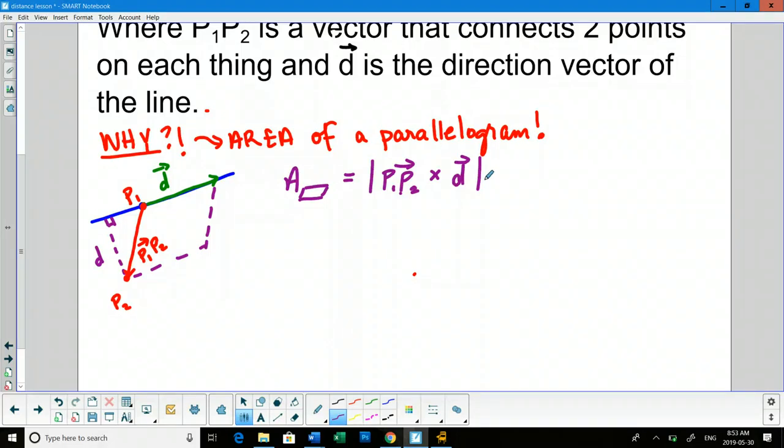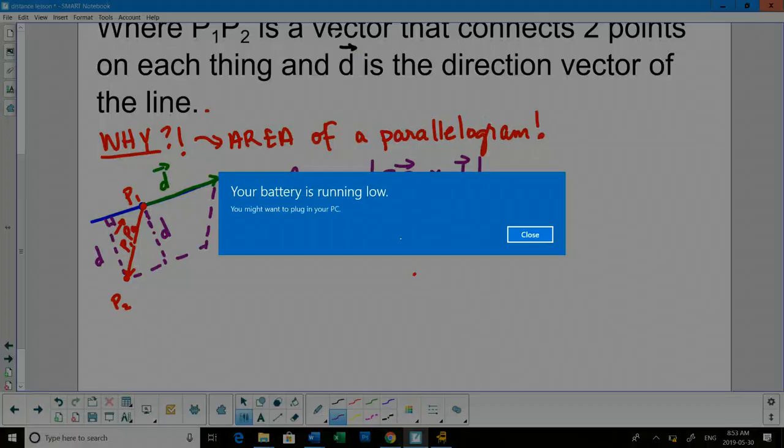Now, we know just from our previous studies that area of a parallelogram can also be expressed by just doing base times height, right? So imagine I slide our distance vector over here, or our distance line over here. I guess it's not really a vector. I'm going to just label this on the other side. Okay, so I just slid our distance vector over here. So another way that I can also express area of a parallelogram is base times height.